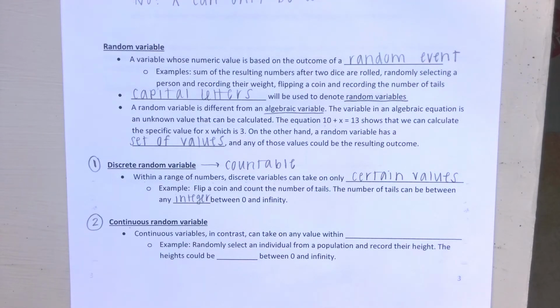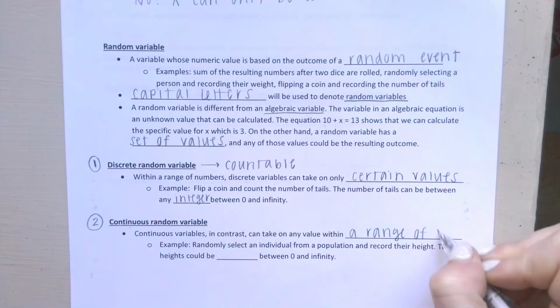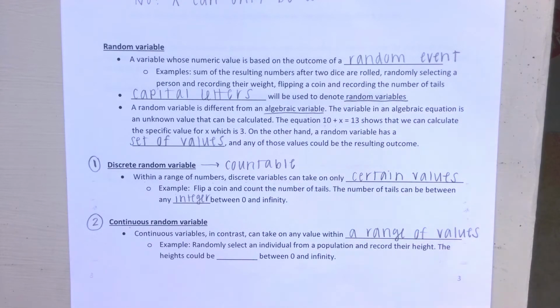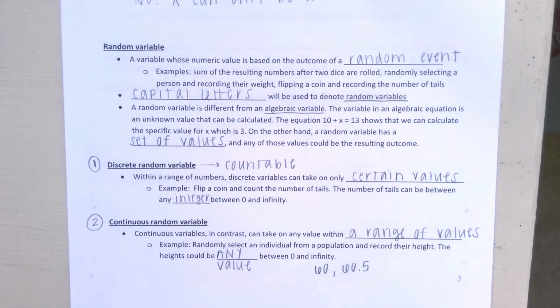Okay, continuous random variables are a little bit different. In contrast, this time they can take on any value within a range of values. So for example, let's say we randomly select an individual from a population and record their height. The heights could be any value between 0 and infinity. For example, I could say that somebody's just 60 inches.